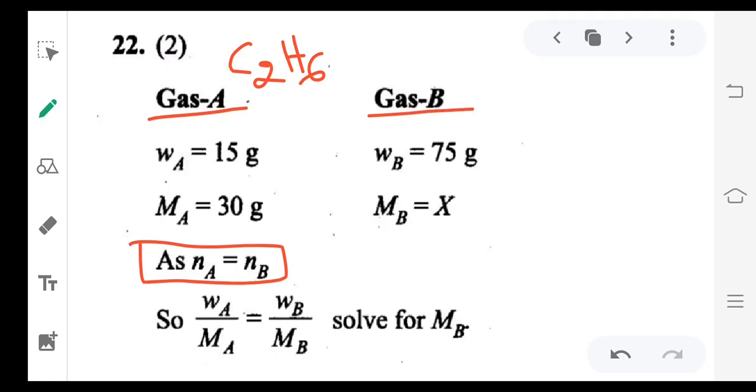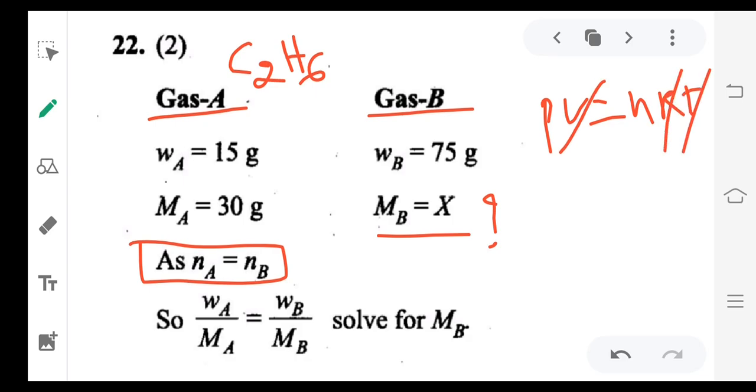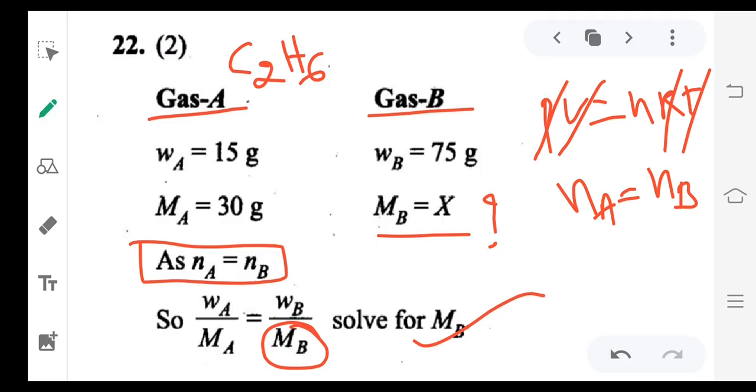Next, gas B. The weight given is 75 grams and the molecular weight we have to calculate. This is the question mark. At the same pressure, temperature and volume, we can equate moles because PV equals nRT. When T, R, V, P are the same, n is constant. So Na equals Nb. Moles means weight by molecular weight. All information is given except Mb, so you can solve for Mb.